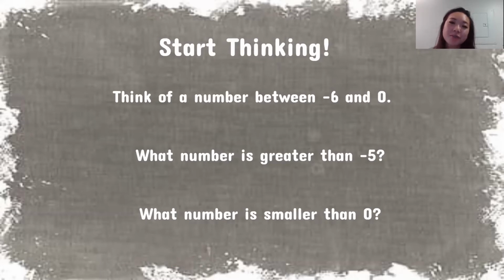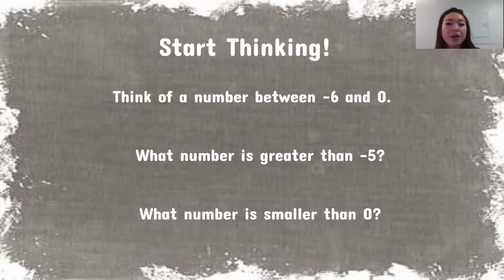Okay, so for the first one, think of a number between -6 and 0. We know that on a number line, anything to the left of 0 is going to be negative, and anything to the right of 0 is positive. So a number between -6 and 0 could have been -5, -4, -3, -2, or -1. If you always refer back to that number line, anything on the left-hand side will be negative, and anything on the right-hand side will be positive.